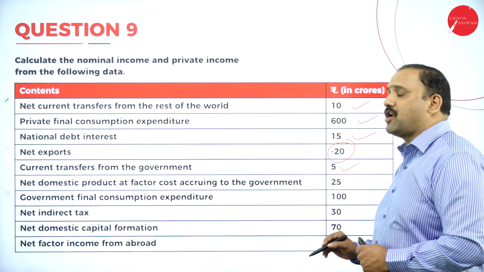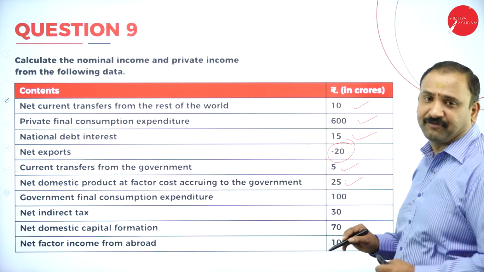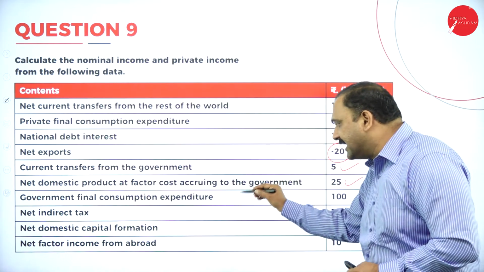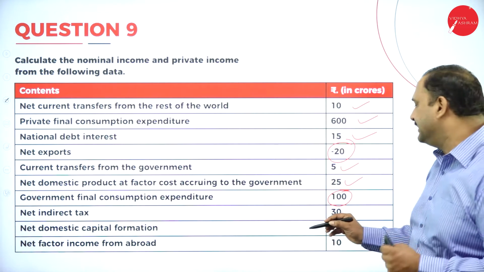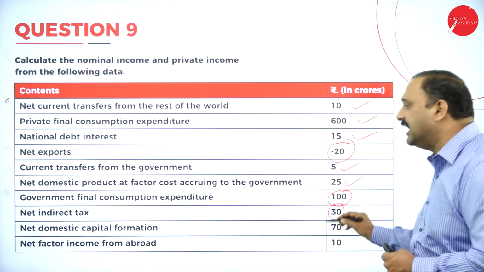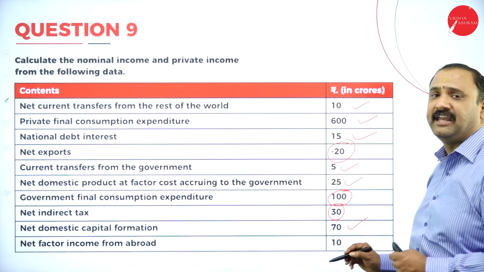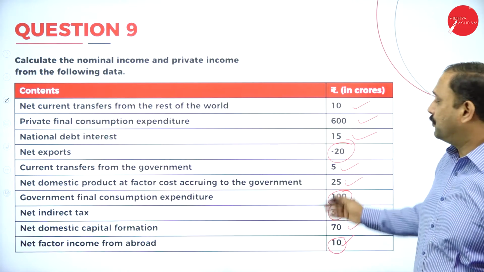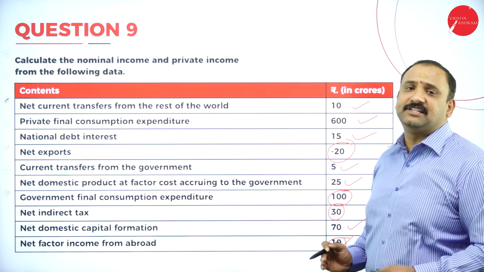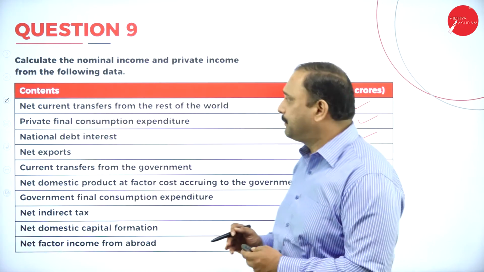Net domestic product at factor cost accruing to the government, 25. Government final consumption expenditure is 100. Net indirect tax is 30. Net domestic capital formation, 70. Net factor income from abroad is 10. So we have the whole data that is being provided to us. We need to calculate the national and private income.